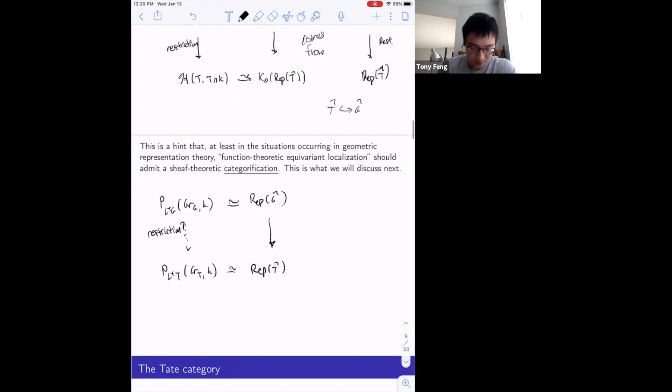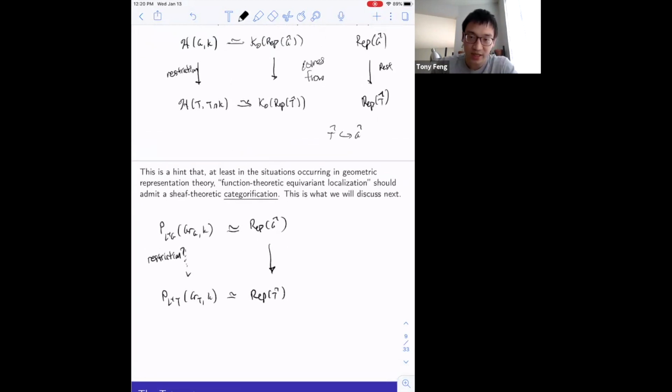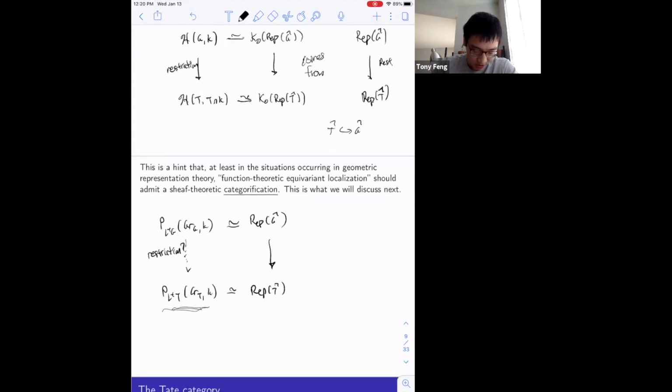But it's easy to quickly see that this is not going to be a good thing to consider. For example, it doesn't really land in the category that we would want. Like we take a perverse sheaf on the affine Grassmannian, restrict it to, I don't know, some subset. It's not going to be perverse anymore. And also this functor is not going to be monoidal.